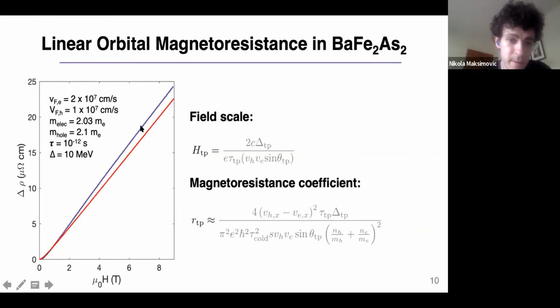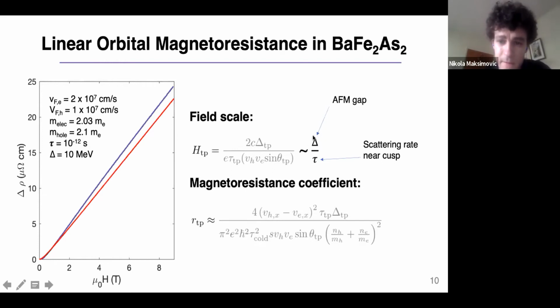So blue is the experimental data, and red is the calculation using these parameters. There's a lot of uncertainty in these parameters, so this should not be taken as quantitative proof that the model is correct, but it's more of just a sanity check of the model. Something interesting to note is that these magnetoresistance parameters depend on the antiferromagnetic gap. That determines how cuspy the Fermi surface will be. And because that strong turning point region primarily dominates the magnetoresistance, the relevant scattering rate is the scattering rate near that cuspy region, as opposed to the average scattering rate on the Fermi surface.